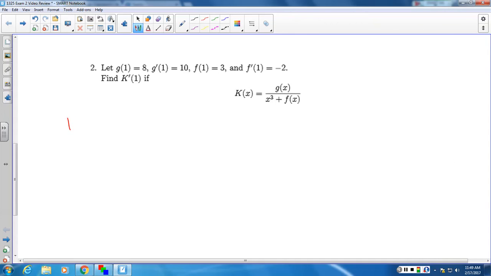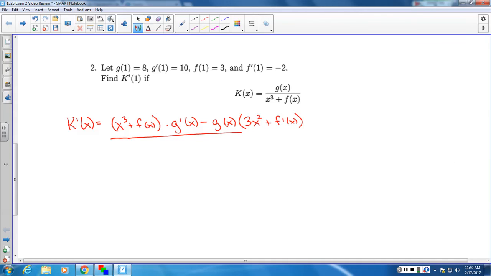So taking the derivative of k of x, it's a quotient. So I'm going to use the quotient rule. Low d high minus high d low over the square of what's below. So low, I'm just going to write it down. D high, derivative of g of x is g prime of x, minus high is g of x. D low is 3x squared plus f prime of x. And that's over the square of what's below. But it's really wanting us to find k prime of 1.